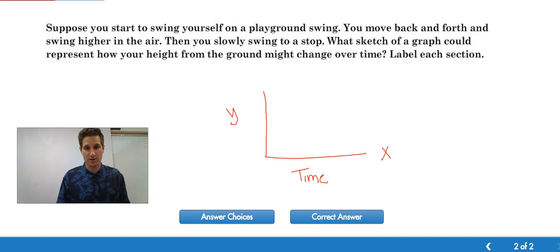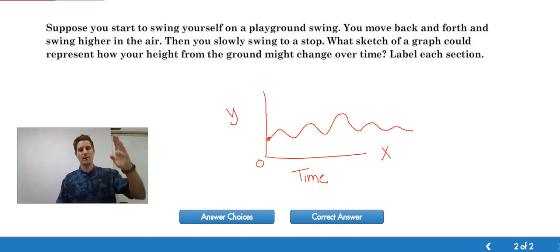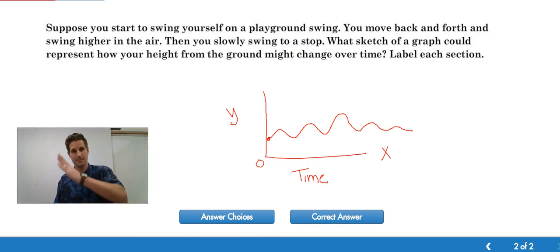So do you start on the ground? No, you're on a swing. So you're probably going to start a little up high. You're not going to be at 0. And then you're going to swing up, but then you're going to come back down. You always come back down to where you start because that's where a swing is. So you should be doing these cyclical things, but every time you're going to go up a little bit higher, and then you're going to come back down until you stop.